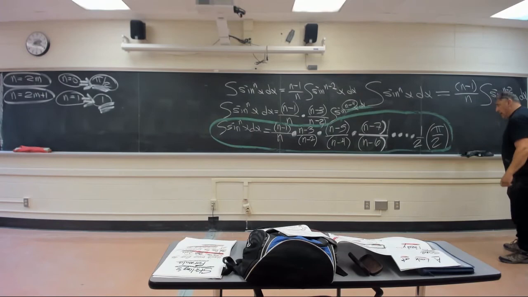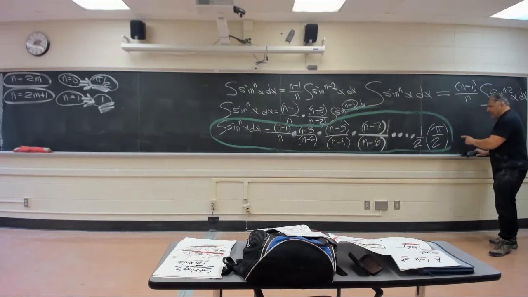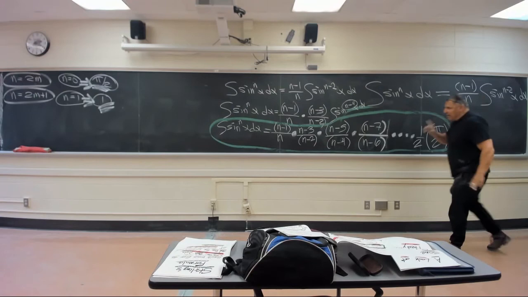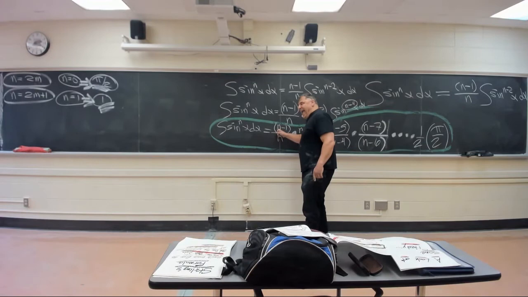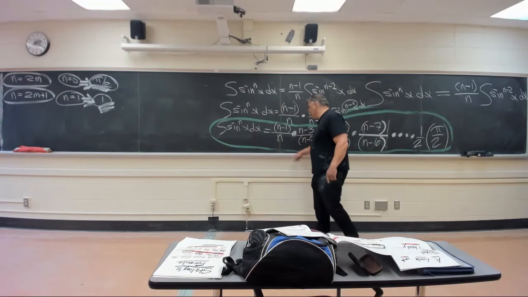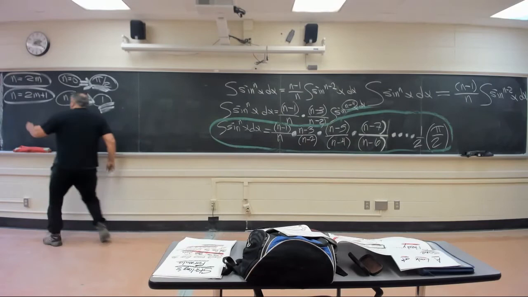What about if it's odd? It's an interesting point. Time out. n as in Nancy is 2m minus 1. That's 2m right here. Remember, n is equal to this. This is for the evens.